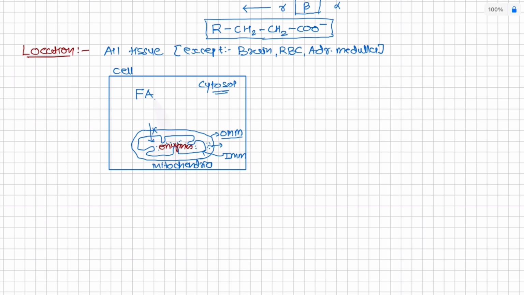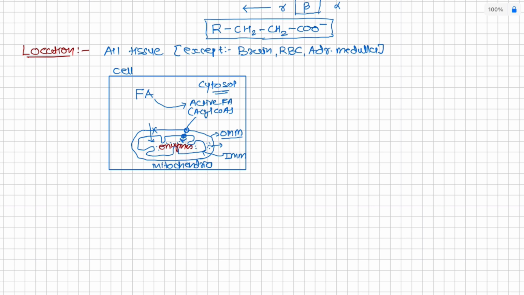For that, fatty acid has to first undergo activation, and fatty acid must be converted to the active fatty acid. Active fatty acid is also called acyl coenzyme A. Once it is activated, only then can it enter inside the mitochondria by crossing the outer mitochondrial membrane and inner mitochondrial membrane. And once it is inside the mitochondrial matrix, only at that time can beta oxidation be carried out.